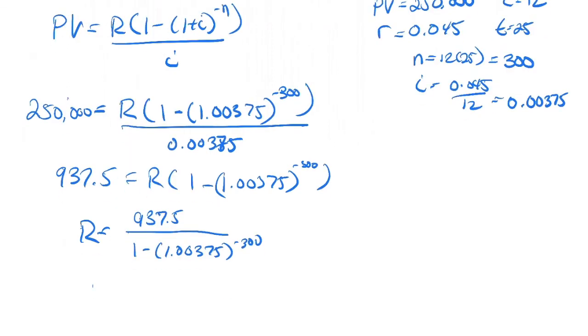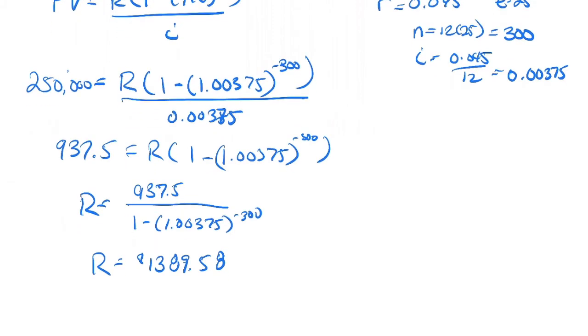Again, doing that on my calculator, I'm going to discover that I need to make a monthly payment of approximately $1,389.58. So that's a pretty big monthly payment I need to make, only because I want that money up front and it's going to take me a very long time. And again, that's where the negative 300 indicates a lot of interest payments on the $250,000 I initially took out. So that's what I have to pay every month.